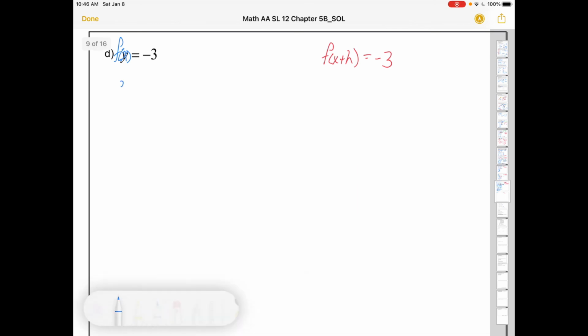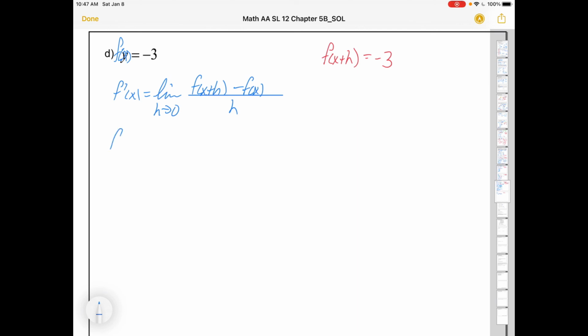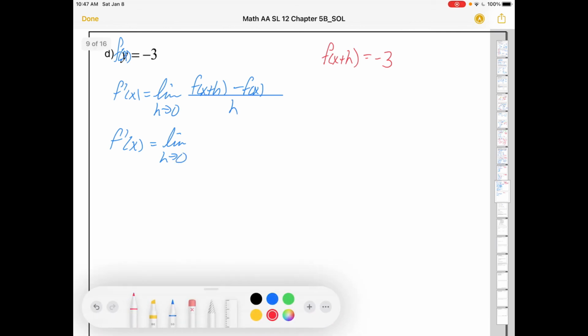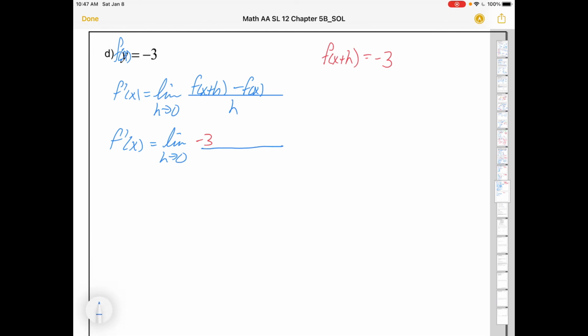All right, let's go through and find the derivative function. Lim as h goes to 0. I'm going to write the whole thing out. F of x plus h minus f of x all over h. And in this case, that will be -3, the f of x plus h, minus f of x, which is -3. And that gives us 0 over h.